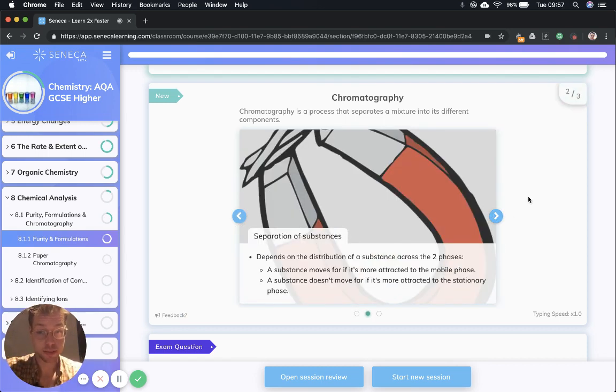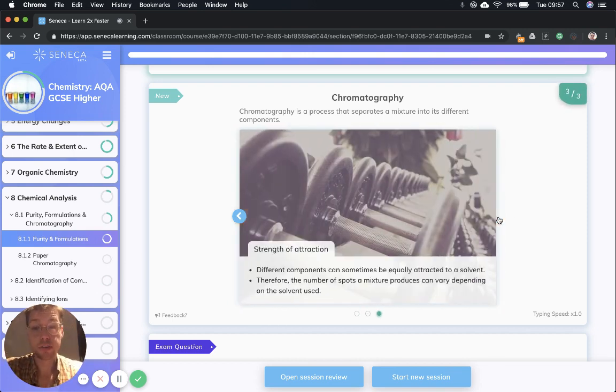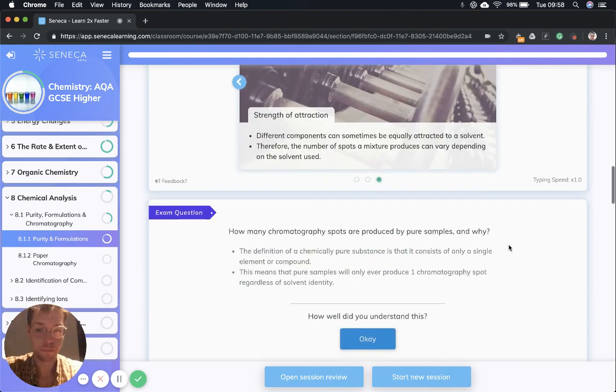Separation of substances depends on the distribution of a substance across the two phases. So a substance moves far if it's more attracted to the mobile phase, or a substance doesn't move far if it's more attracted to the stationary phase. Makes sense, right? Strength of attraction. Different components can sometimes be equally attracted to a solvent. Therefore, the number of spots a mixture produces can vary depending on the solvent used.